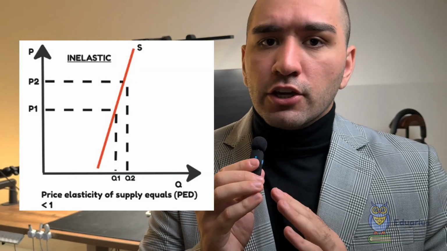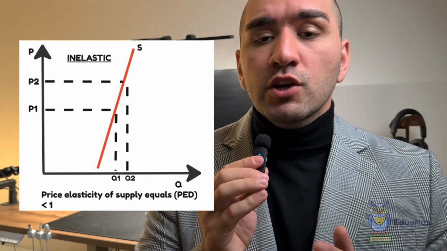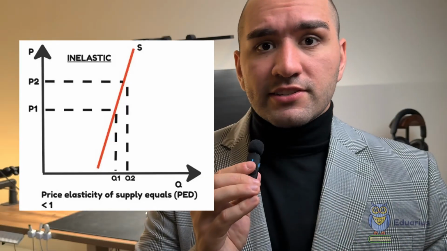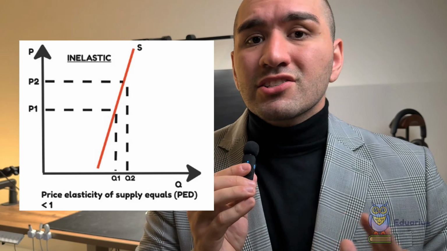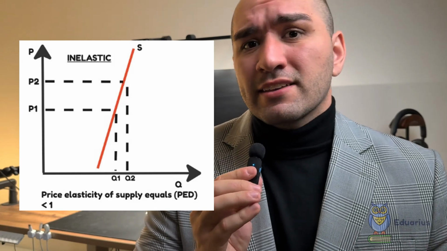It means that huge changes of the price lead to small changes of the quantity supplied. On the graph, we can see it. The reason is that producers will not see enough logic to sell more, even if the price has increased.